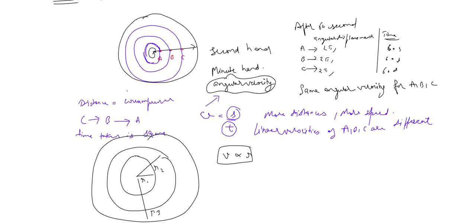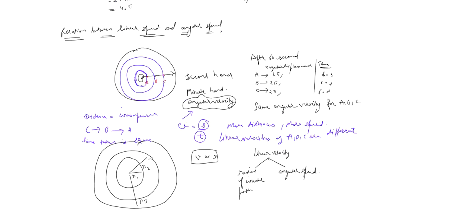So linear velocity depends on two factors. One factor is the radius of the circular path, and the second factor is the angular speed, right? So from here we can conclude that V and R are related by this relation: V is equal to omega R.